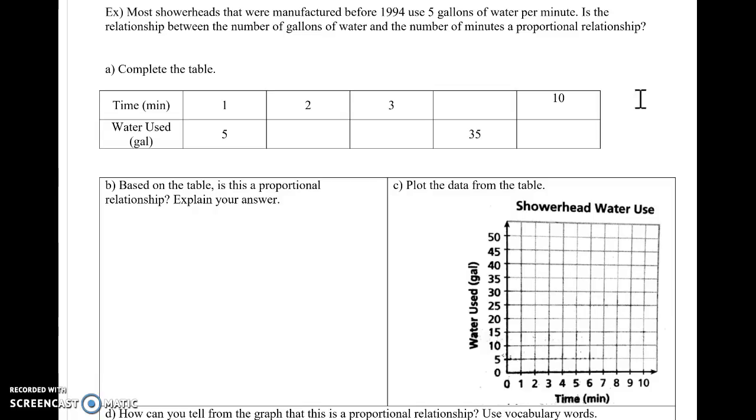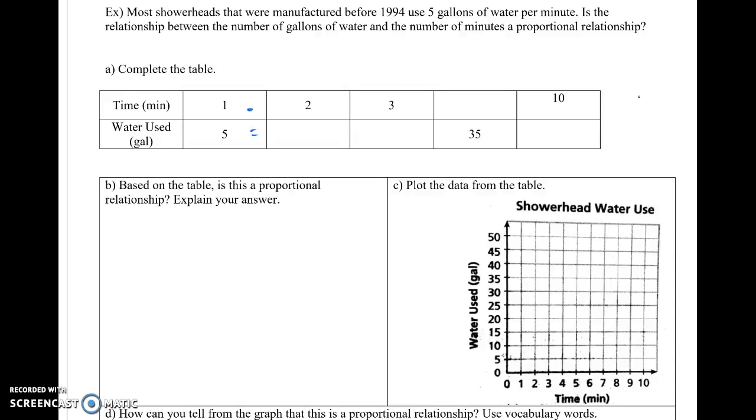So, example, most shower heads that were manufactured before 1994 use 5 gallons of water per minute. Is the relationship between the number of gallons of water and the number of minutes a proportional relationship? Part A says complete the table. The first step to completing a table is to fill in the given information. That is already there for us. Second step, find the unit rate, which is again there for us.